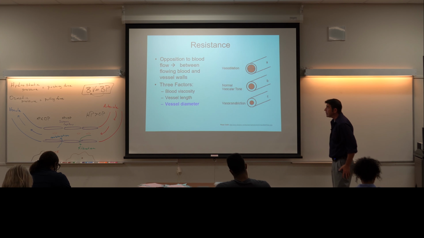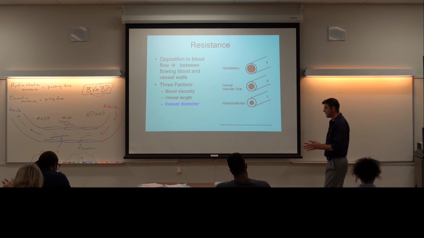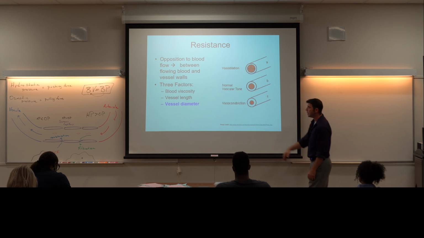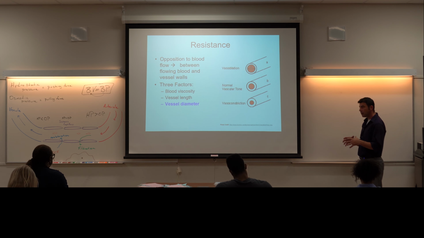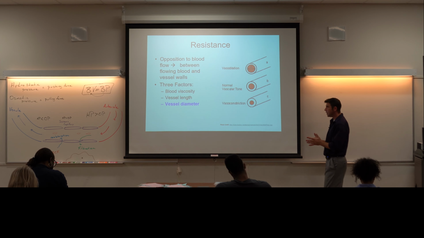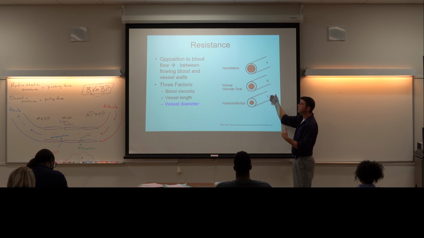And there's three things that factor into this resistance. The most influential of these factors is the highlighted one, so I'll just give that away. The diameter of the vessel is going to have the greatest effect on the resistance of blood flow. We've kind of been saying this already for 2 semesters now, that the blood vessels can change diameter, and that affects how much blood flows through them.